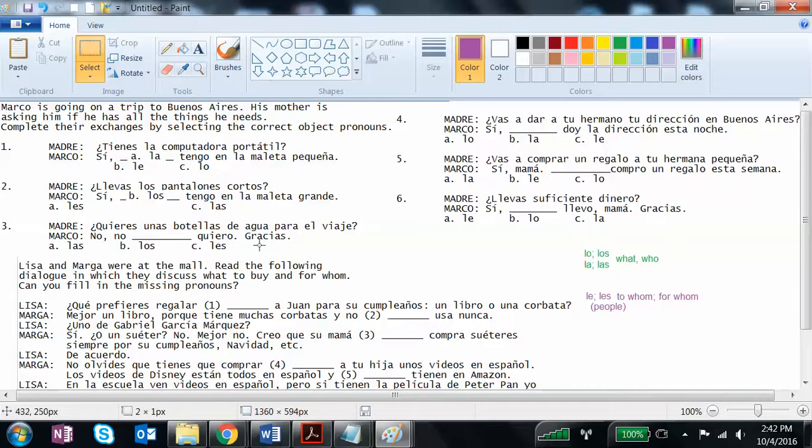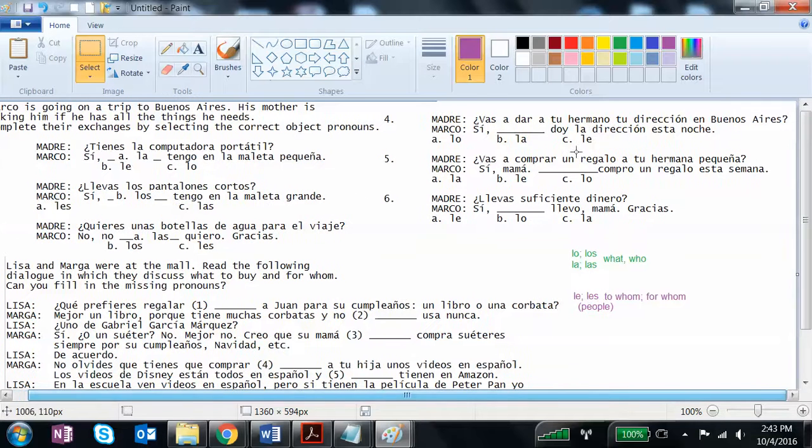¿Quieres unas botellas de agua para el viaje? This is, do you want bottles of water? The subject is you. Want is the verb. What is being wanted are the bottles. We're replacing the bottles because no, I don't want them, meaning the bottles. So we're still looking at directs, which is las. Las to match botellas, because we're saying, do you want bottles of water? No, I don't want them, bottles of water.